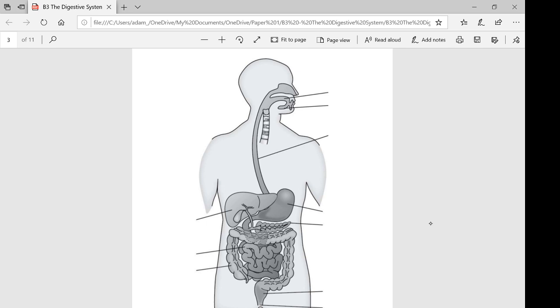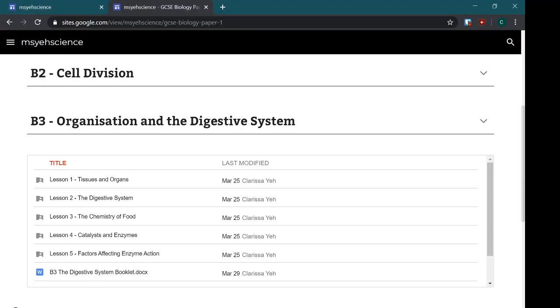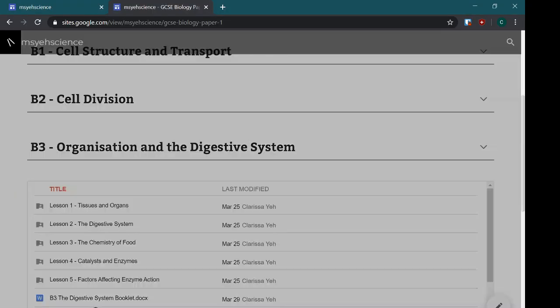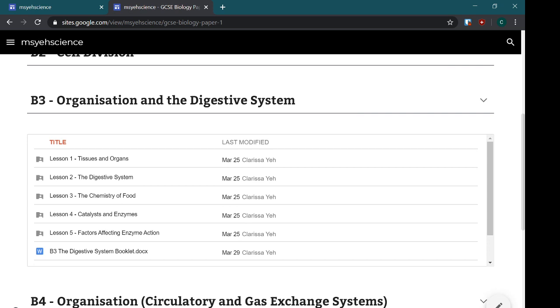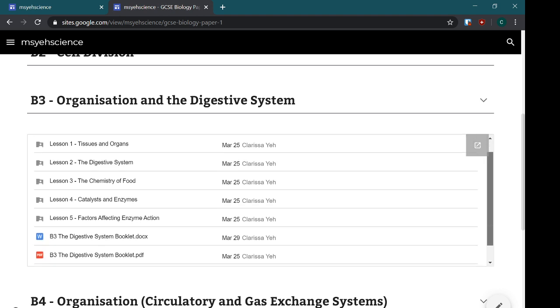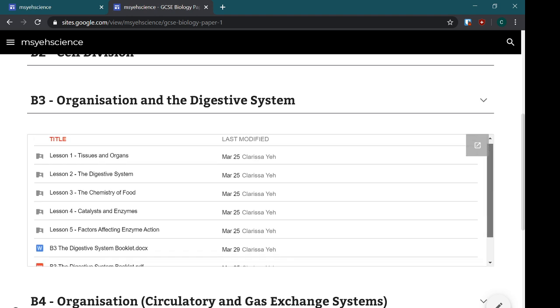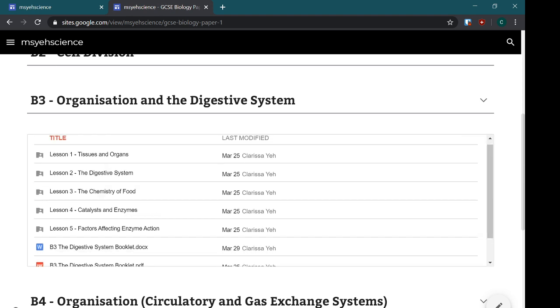Okay, so hopefully you all had a nice Easter break. If you go to the website and click on GCSE Biology Paper 1 and go down to Organization and the Digestive System, because if you're Year 9, you're going to be tested on this in the next 2 weeks. I've already put an assessment on Show My Homework on the digestive system. I just want to get through 2 lessons of content today, so you have a better understanding to be able to do the test.